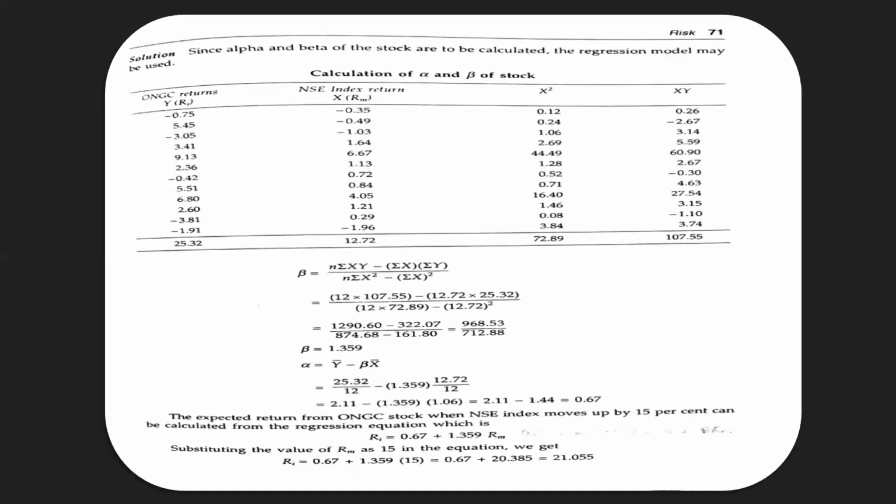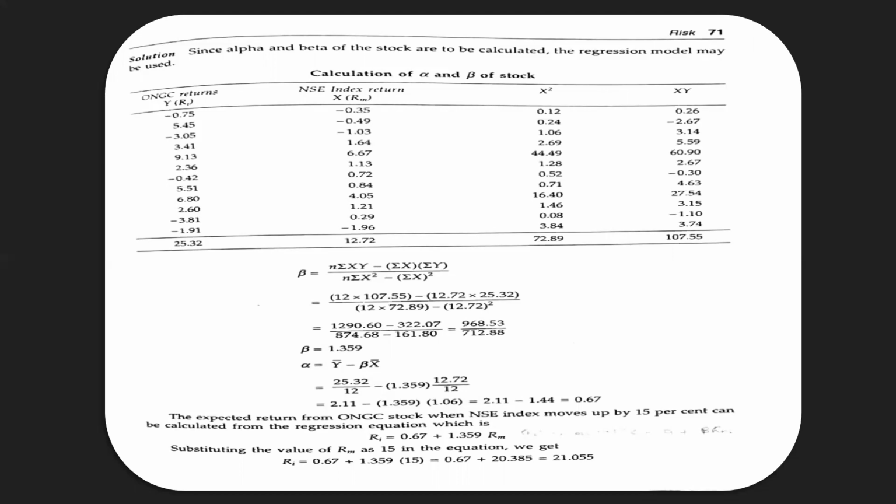So in the question, we are taking ONGC returns as y and NSE as x. So we are calculating the sigma x, sigma y. Then we are squaring the values in the second column to calculate the sigma x square. Then we are multiplying the first and second columns to get the xy and getting the total to calculate the sigma xy. Now to calculate the beta, the formula is n of sigma xy minus sigma x into sigma y divided by n into sigma x square minus sigma x the whole square. Applying all the values, we will get the beta value.